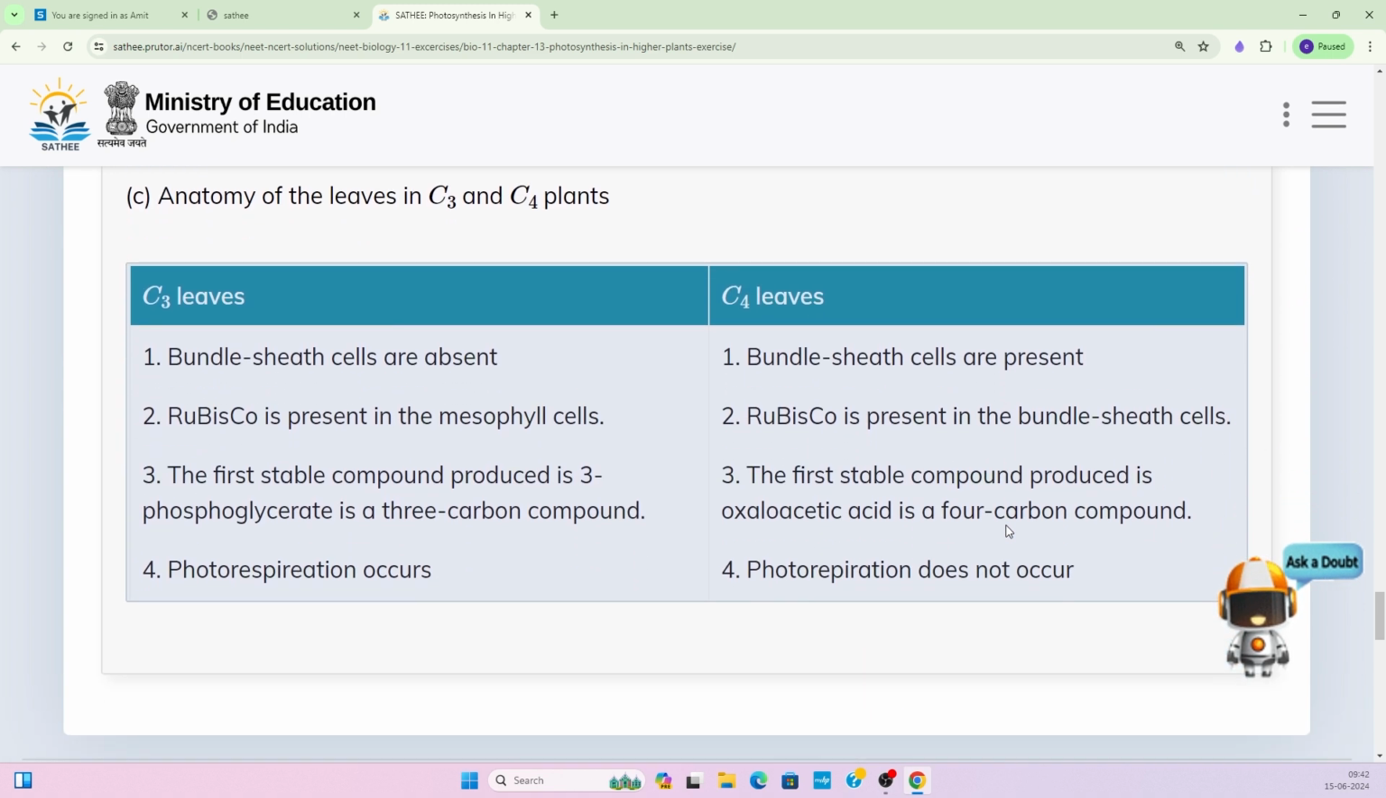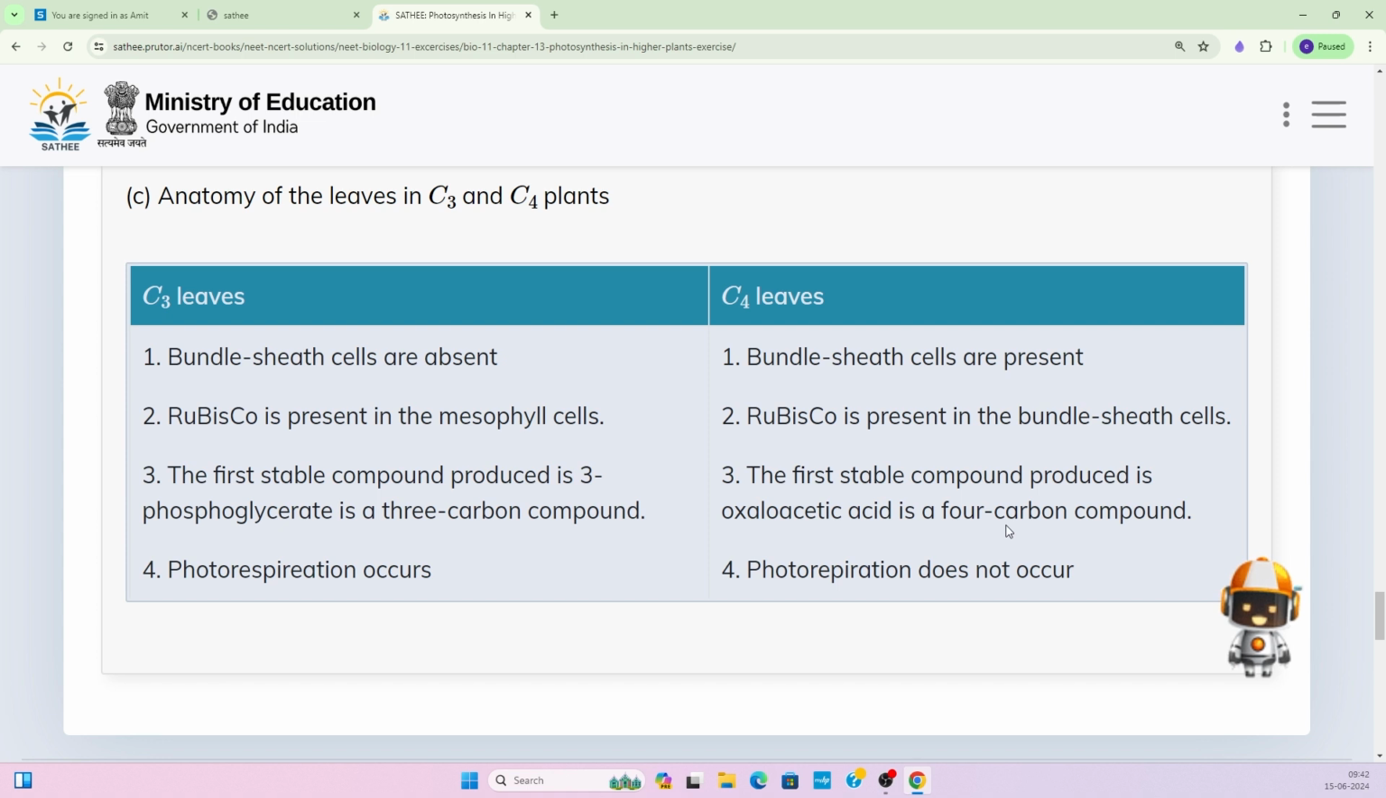And here comes the last difference, the anatomy of the leaves in the C3 and C4 plants. In C3 leaves, bundle sheath cells are absent. So in this case, bundle sheath cells are not present. In the case of C4 leaves, bundle sheath cells are present surrounding the vascular bundle. They do not have any intercellular spaces and the cell wall is quite thick in the case of the bundle sheath cell. Next difference, Rubisco is present in the mesophyll cell.